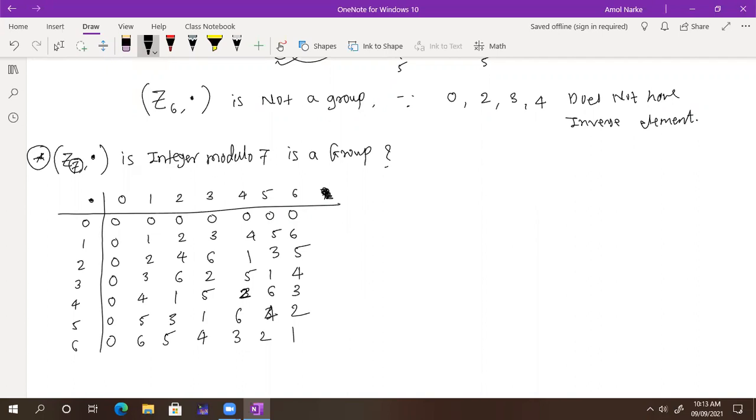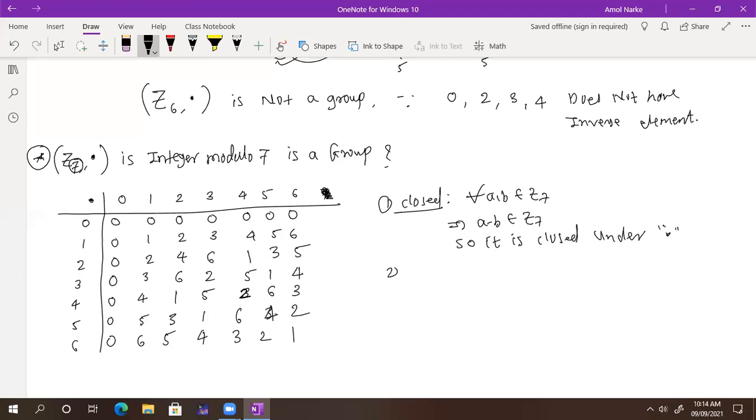Associative is also satisfied. Identity. First one is closed. You need to write down why it is closed. That concept that for all A and B belongs to Z7 implies A into B also belongs to Z7. So it is closed. So you need to write down like that only. It is closed under that binary operation. We call it associativity. Yes, it's a group, sir.